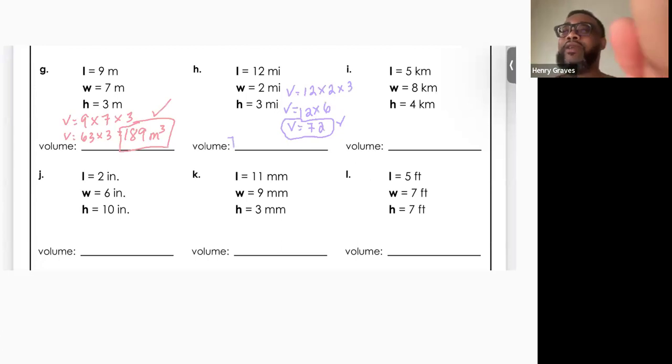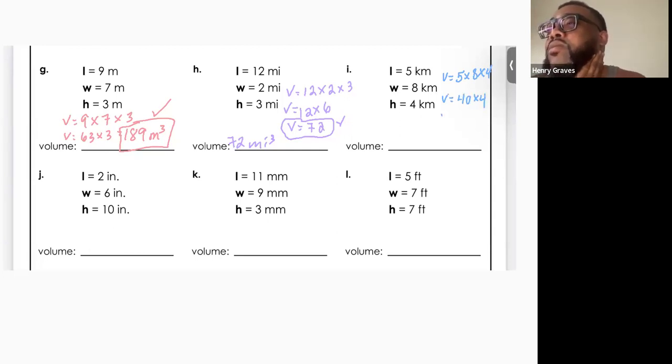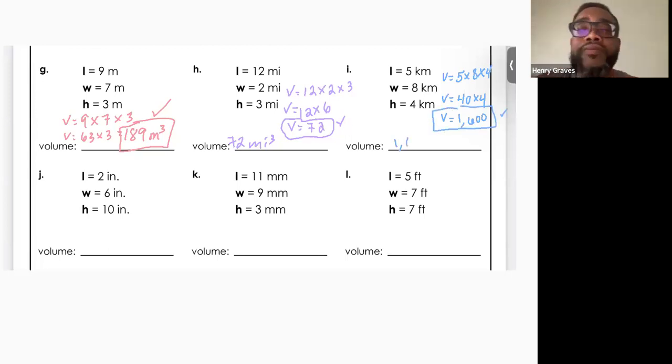How are you going to measure a volume of something? That's crazy. Anyways, they're just throwing numbers out anywhere. And this one here, I'm doing 5 times 8 times 4. So my volume is going to be 40 times 4, which is going to be 1,600. So it's going to be 1,600 kilometers cubed.